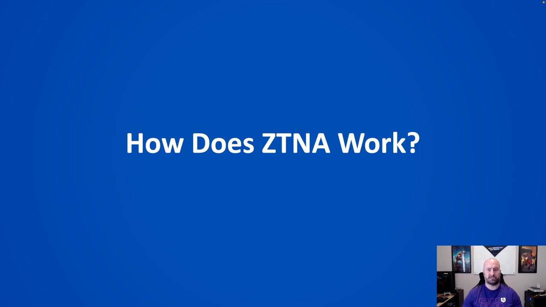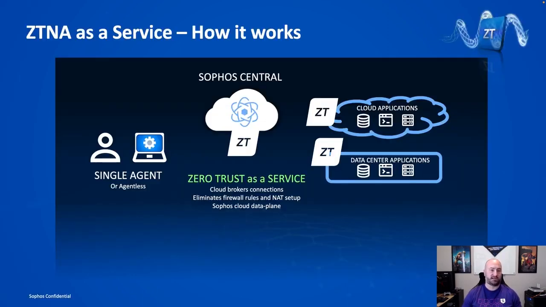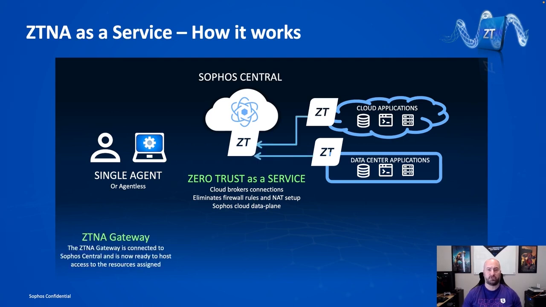So how does ZTNA work? What we're going to be covering today is actually going to be the ZTNA as a service offering from Sophos. The standard ZTNA 2.0 service works much the same without the cloud brokering service handling everything. So with the ZTNA service, the way it's going to work is we are first going to need to establish those ZTNA gateways. This will be hosted in your cloud environment or even in a data center or on-premise, where those applications or resources that you're needing access to are going to be located.